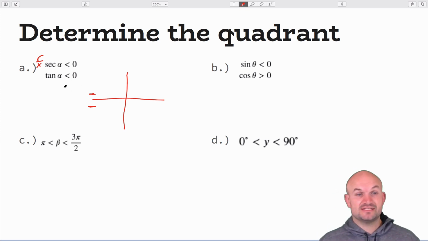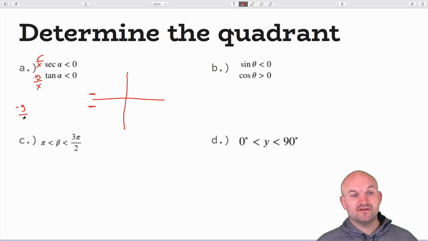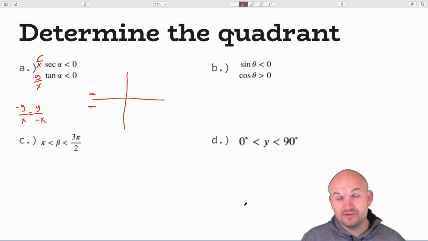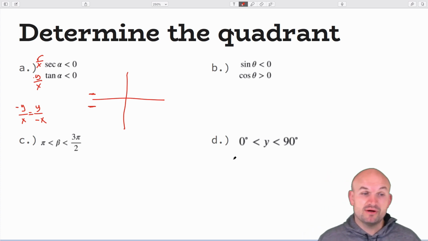If tangent is less than 0, well, remember tangent is going to be y over x. So tangent less than 0 is going to be a negative y over x, or a positive y over a negative x. It's going to be one of the two. We don't know which one it's going to be, but it's going to be one of those two.